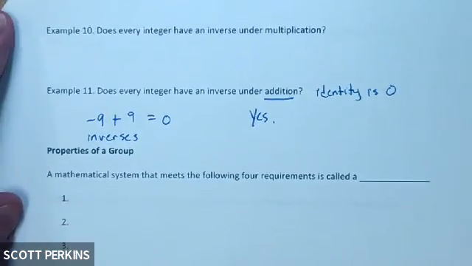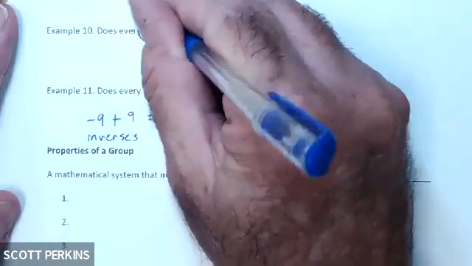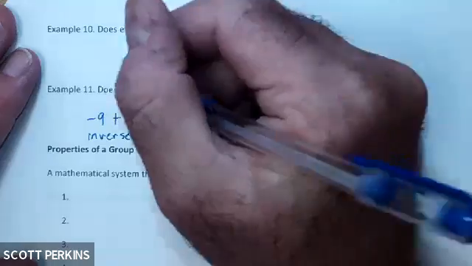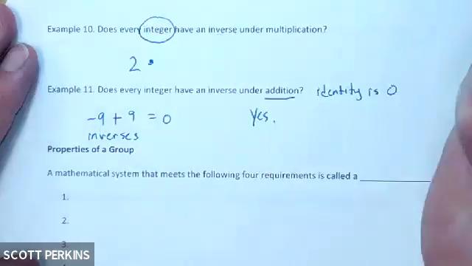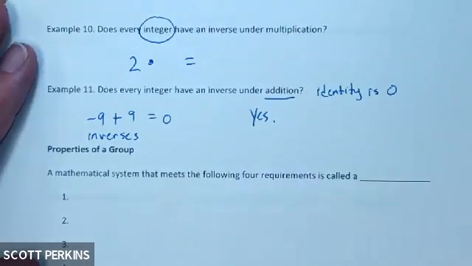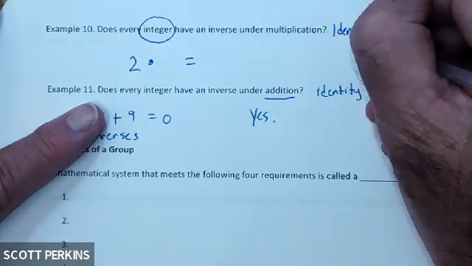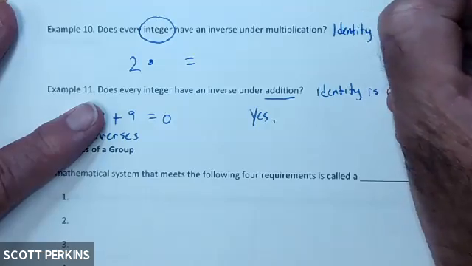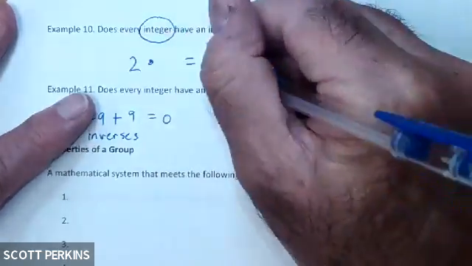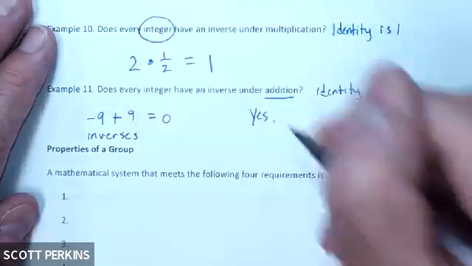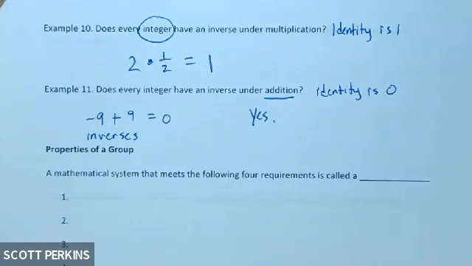Now here's the key in example 10. We're talking about the set of integers. So here's what I want to know. If I start with the number, let's say 2, what do I multiply by 2 in order to get the identity under multiplication? Well, let me define what is the identity under multiplication that we just saw. Okay, the identity is 1. So what do I multiply by 2 in order to get 1? Perfect, a half, 1/2. So an inverse exists.